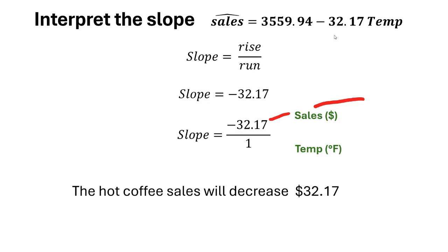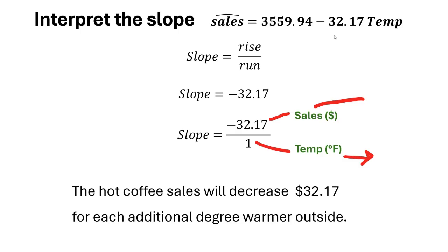So again, we said we're going to fall $32.17. Now I'm going to pick up the one underneath and wrap it around with temperature. So this is the second half of my sentence, which will read, if you read from left to right, for each additional degree warmer outside. So again, I start at the top. I announce the hot coffee sales is my variable. I say it will decrease because it's negative. I then use the actual numerical value of the slope, $32.17, for each additional degree warmer outside.